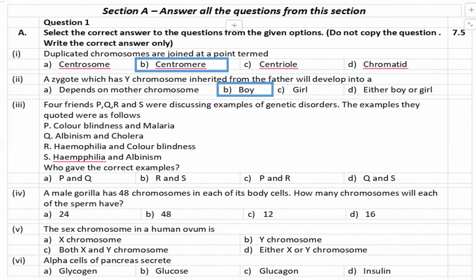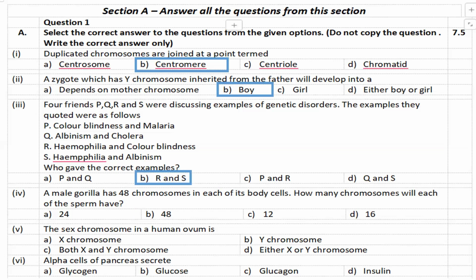Now, if you have studied genetics, you know the correct option of these three is hemophilia and color blindness. These are there in your textbook. Plus, there is one more option with S who says hemophilia and albinism. Malaria, you all know it is not a genetic disorder. Cholera is not genetic. So the correct option is R and S. The correct option is B, R and S.